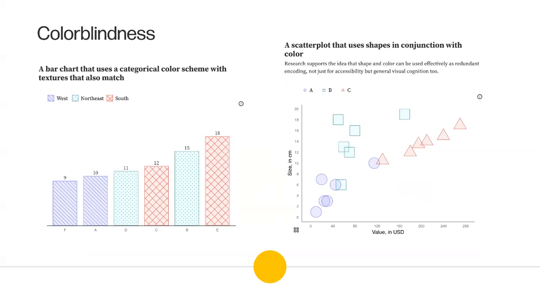So in statistics, this is called double encoding, where you have two things associated with essentially one variable. You have one categorical variable here, with west, northeast, and south. And south has essentially two things double encoded with it. One is that the color is pinkish, and the second is that it has a sort of checkerboard pattern. So even if somebody can't differentiate between these different hues, they can differentiate between these stripes, these dots, and this checkerboard. And that's a good way to be able to do this.